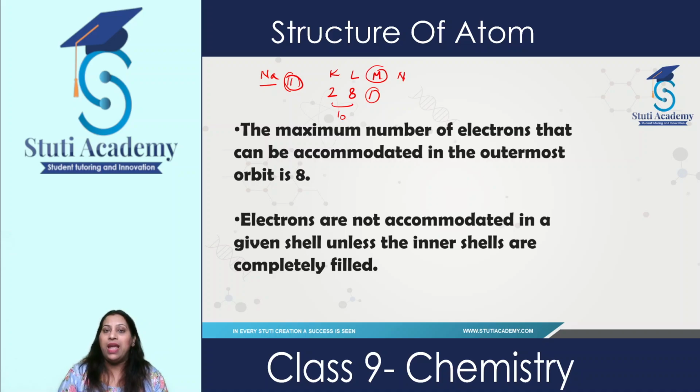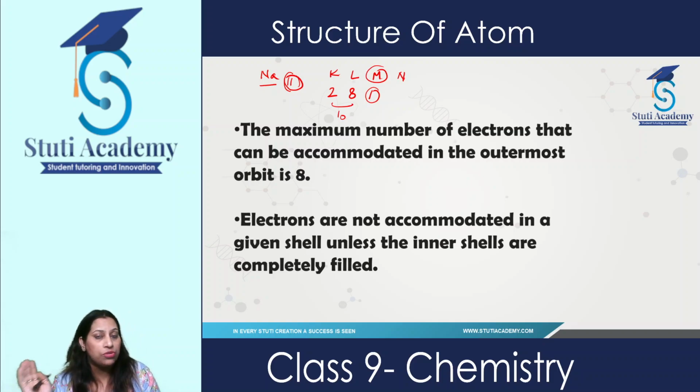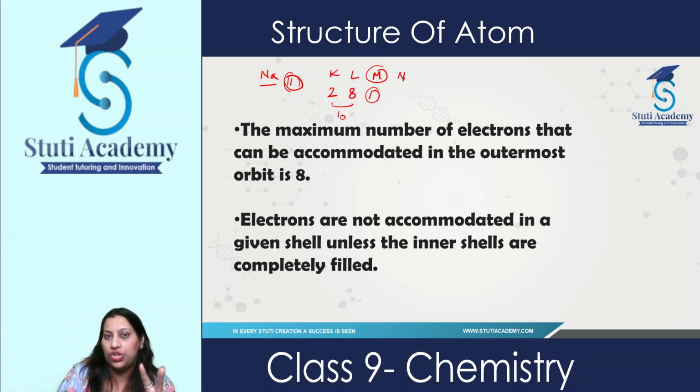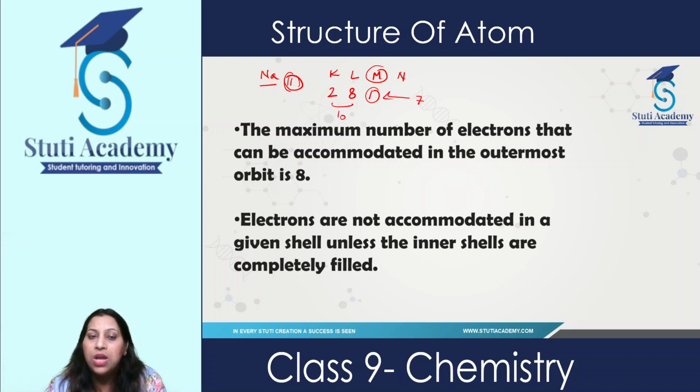If any element wants stability in nature, it should have 2 electrons in the outermost shell, which is K, or it should have 8 electrons in the outermost shell. So to make 8 electrons in the outermost shell, there are 2 conditions. And what are those 2 conditions? Either it will accept 7 electrons from the neighboring element, or it will lose 1 electron to be stable in nature.